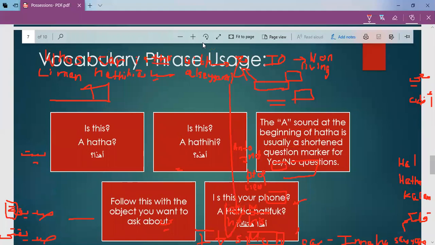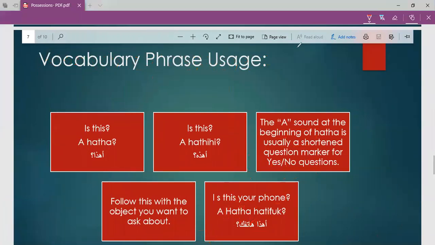Now, after we finished with the grammar part, we are going to go back to the vocabulary and phrase usage that are included in the dialogue. We have something called is this. Okay? Let's see, what do we say here? Is this, masalan, is this pen? Let me put the sentence so it can be more clarified to use. Is this pen yours? Is this pen belongs to you? Is this pen yours, or is this your phone?